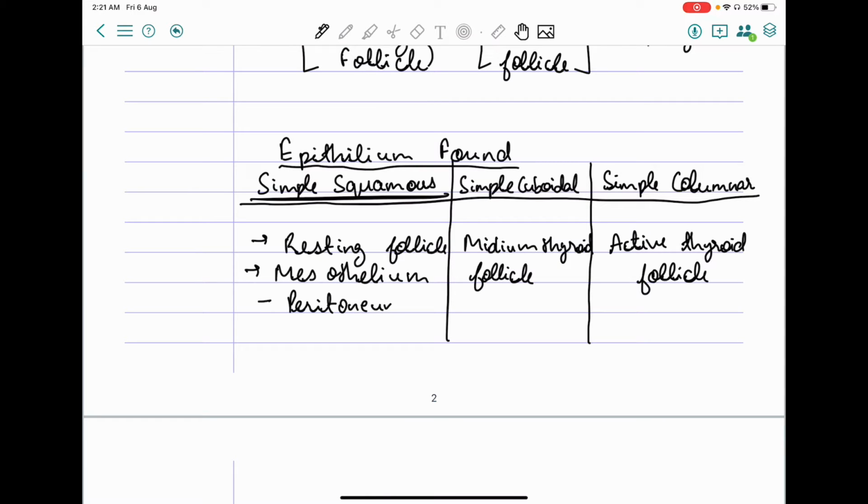That means these are found in serosa. And what are the other types of mesothelium? That is pleura. And what else? Pericardium. At these places, simple squamous is found.